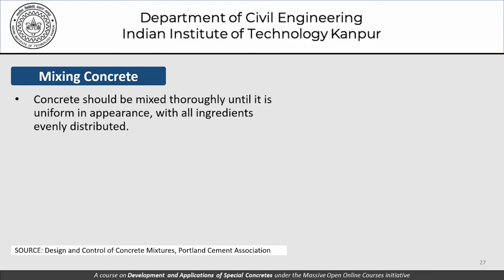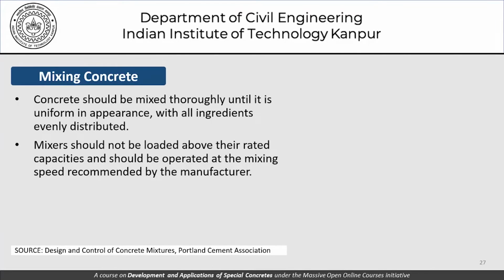The mixers should not be loaded above their rated capacities and should be operated at the mixing speed recommended by the manufacturer. So there's a manufacturer involved who tells the operator what the recommended mixing speed is, and also, for a given rated volume of the mixer, what is the minimum amount of concrete that should be placed in it and what is the maximum. And in any case, this maximum should not be higher than the rated capacity.